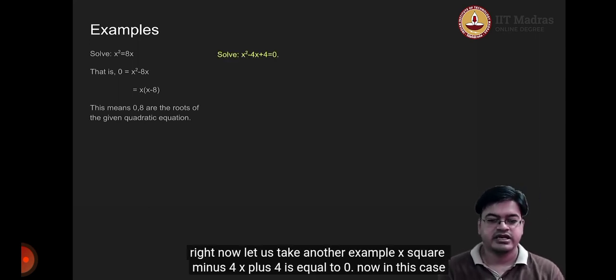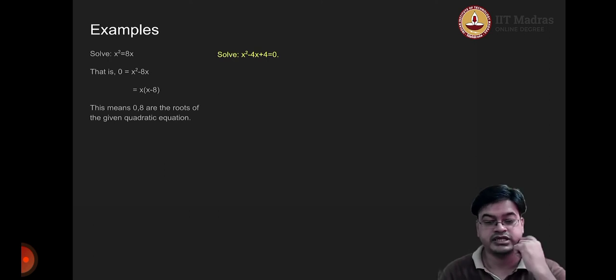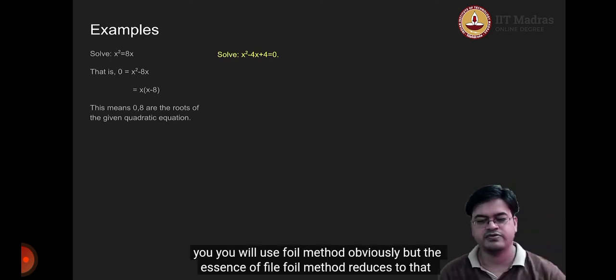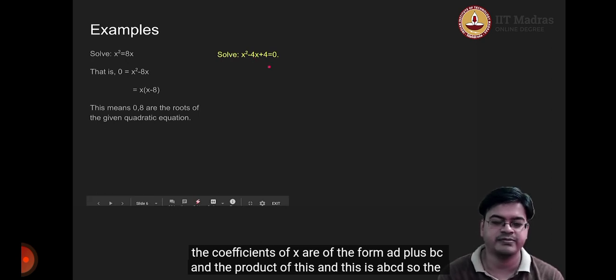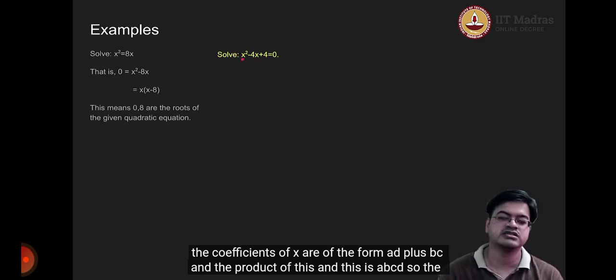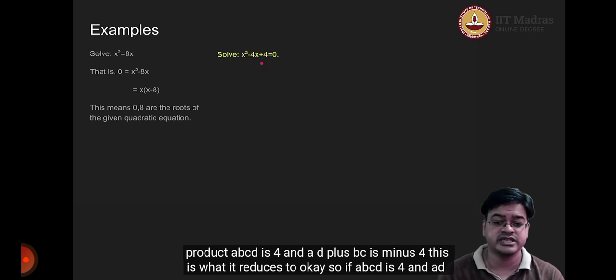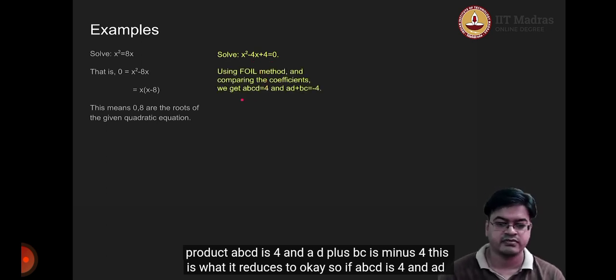Now let us take another example. X square minus 4x plus 4 is equal to 0. Now in this case, you will use FOIL method obviously, but the essence of FOIL method reduces to that the coefficients of x are of the form AD plus BC, and the product of this and this is ABCD. So the product ABCD is 4 and AD plus BC is minus 4. This is what it reduces to.